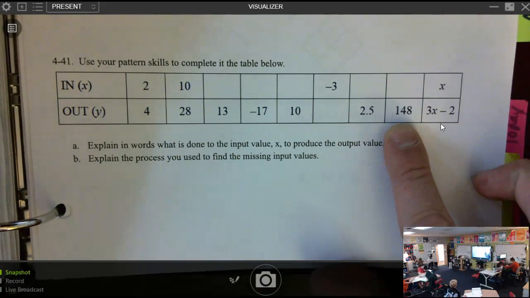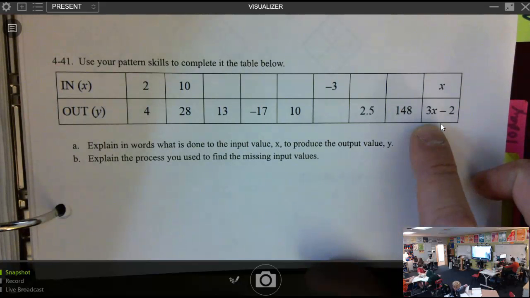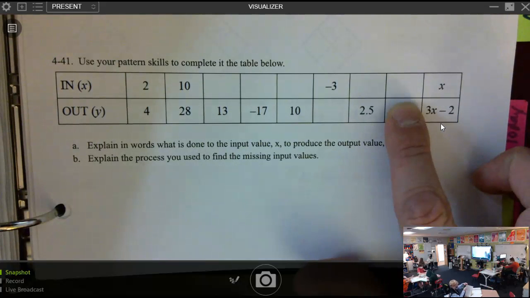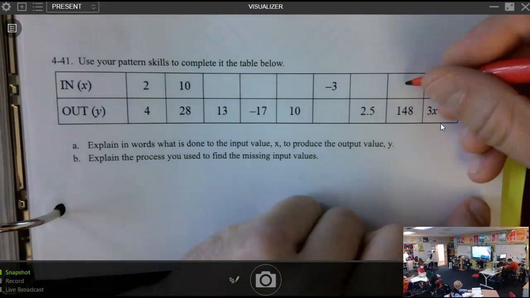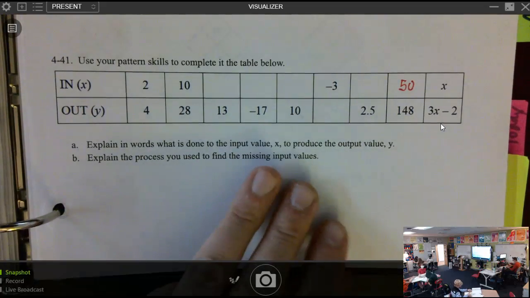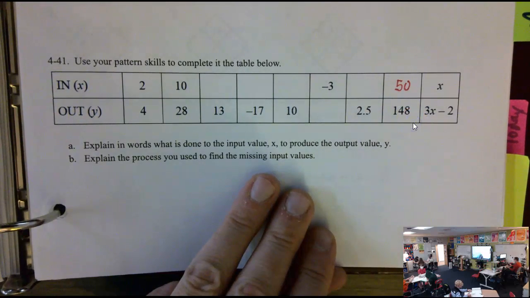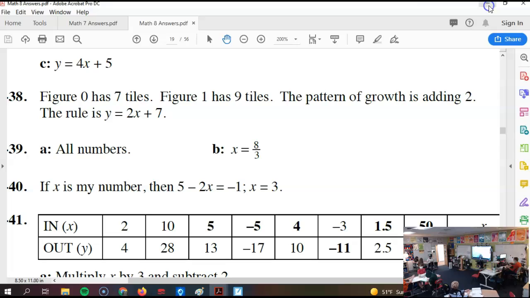So say I had 148, we can add 2 to that, and then divide by 3 and figure out that the input here would have been 50. What I did was I undid the subtraction or undid the multiplication, depending on whether I was finding the input or the output. Questions?